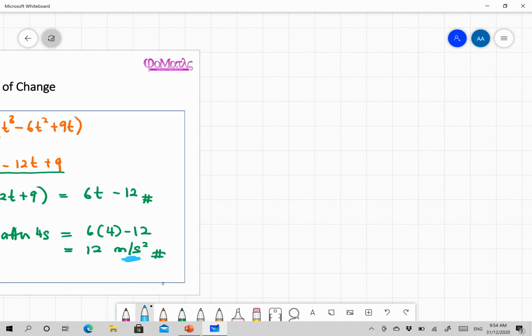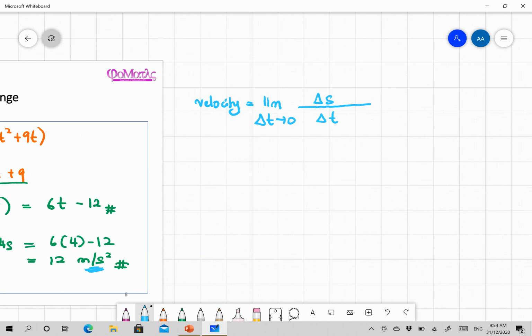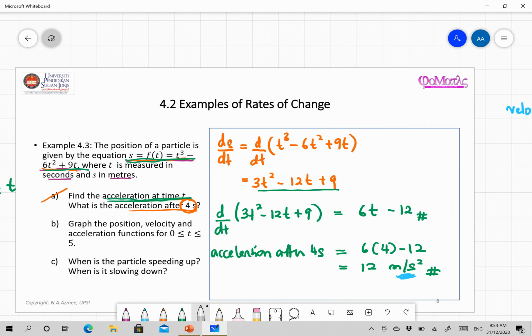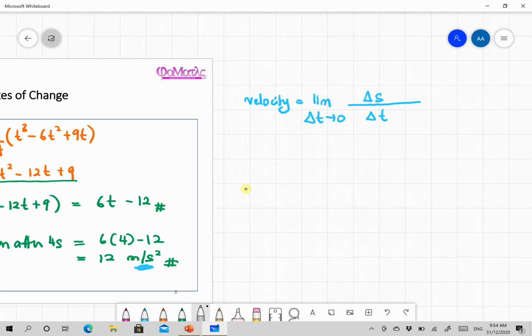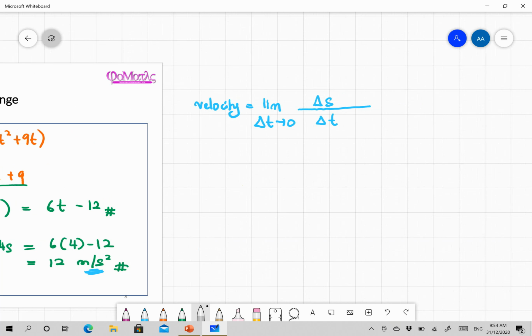Let's start off with the unit for velocity. We know that velocity is defined as the limit as delta t approaches 0, with delta t on the bottom, and on top here we have the change of position, delta s. And we know that the position here is described in meters. You can see that based on the example here, s is measured in meters, so the unit is meters, which can be simply labeled as m.